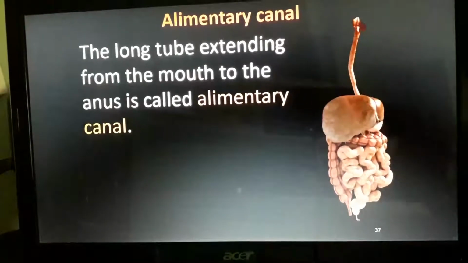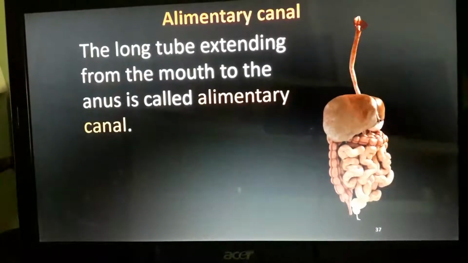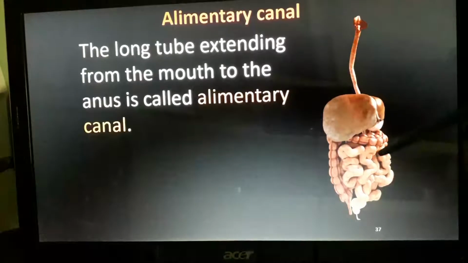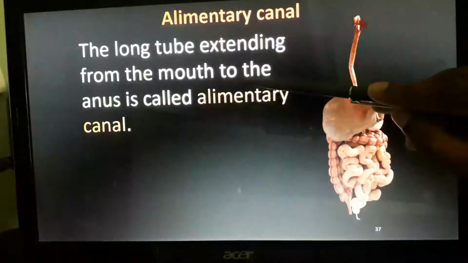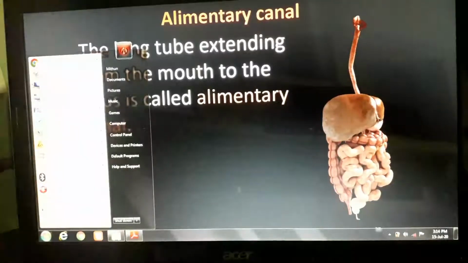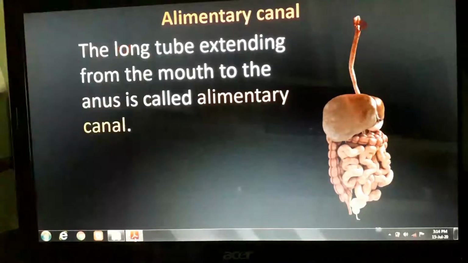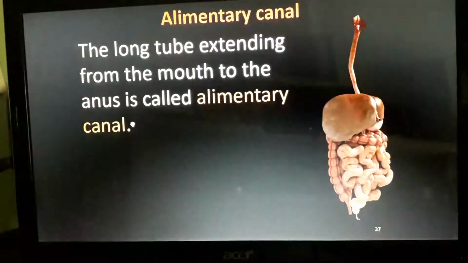Okay, fine. So the alimentary canal is also known as the human digestive system. In 3 dimensions, we can see a structure like this, but from this we cannot understand anything. So let us see. The long tube extending from the mouth to the anus is called the alimentary canal. In this case, the textbook picture is mostly easier for you to understand.